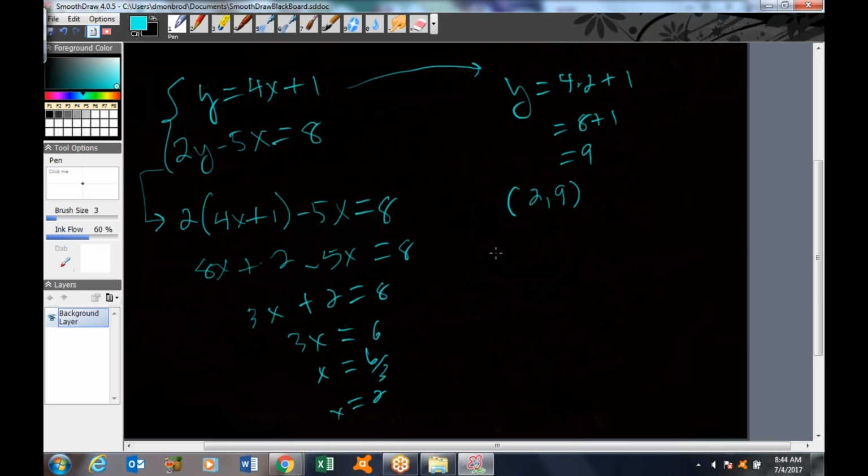And we can do a quick check of that. Does 9 equal 4 times 2 plus 1? I think that check is good. And do we have 2 times 9 minus 5 times 2? Does that equal 8? 18 minus 10. I think we can see, yes, it does equal 8. So we do have a valid solution.